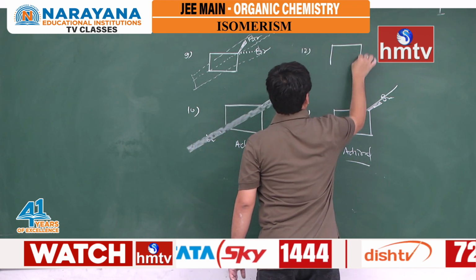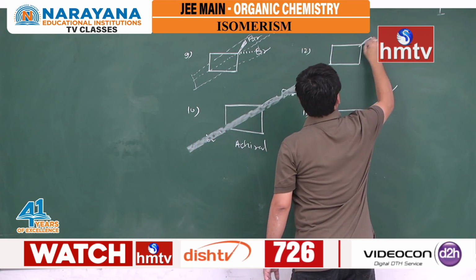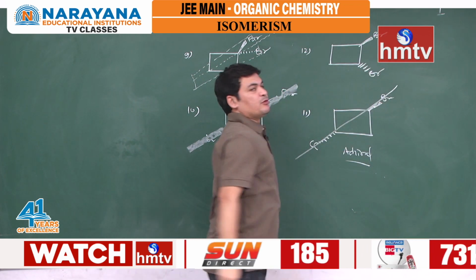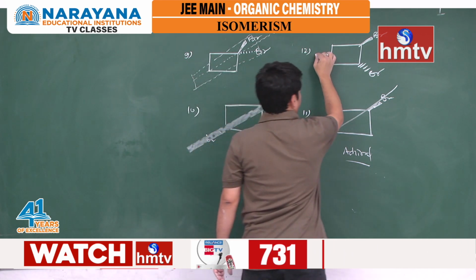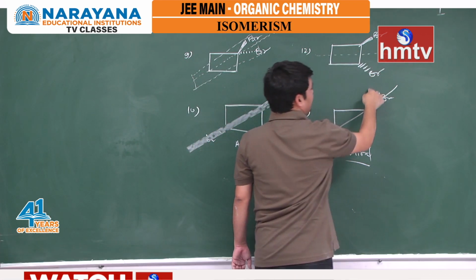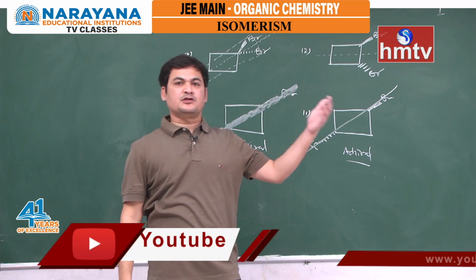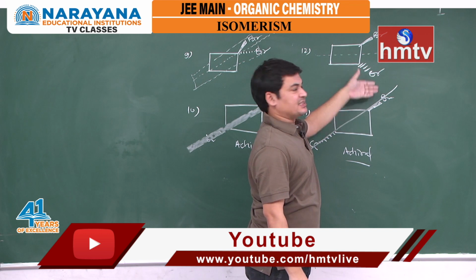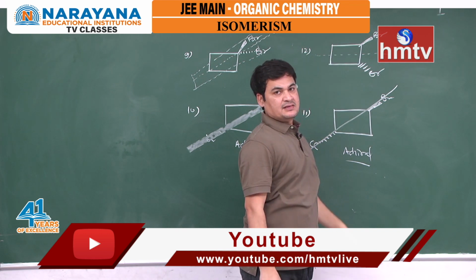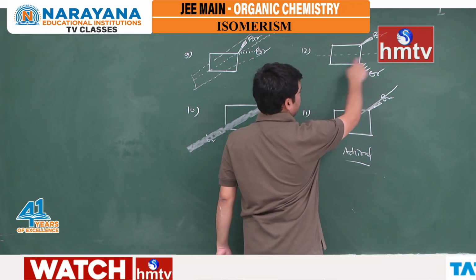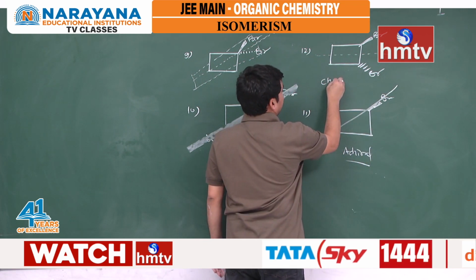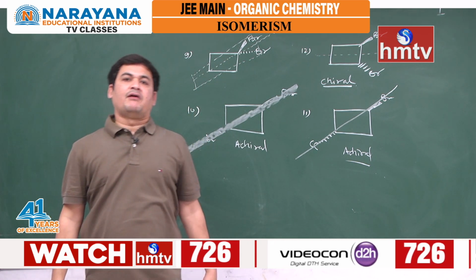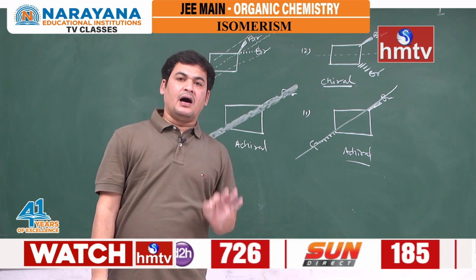Suppose you have a compound like one Br wedge, one Br dash. Here we don't have a plane of symmetry. If you draw like this, these are not mirror images. A wedge image should be wedge. Here we have a wedge, here we have a dash. These are not equal parts. These are not mirror images. So here we don't have a plane of symmetry. That compound is chiral, right? So once you have a plane of symmetry, the compound will be achiral.